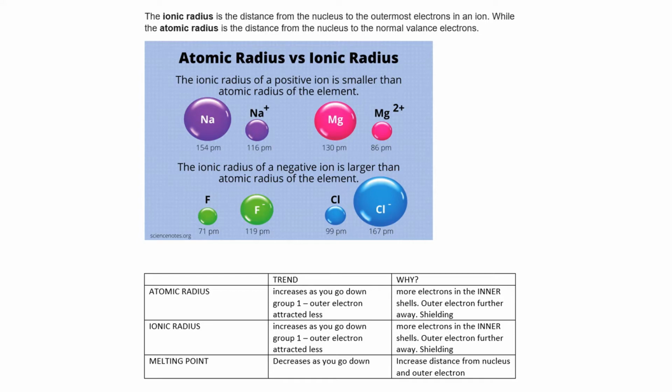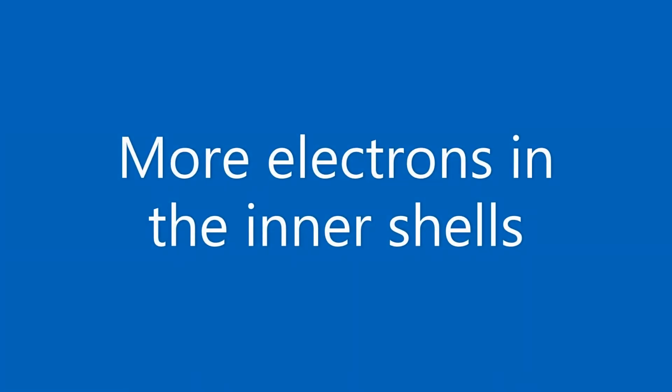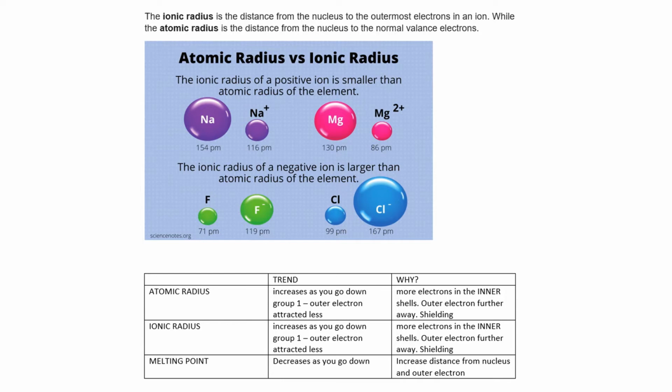Right, so let's look at the trend for group 1. The atomic radius increases as you go down the group because the outer electron is attracted less. Why? Because there are more electrons in the inner shells, and the outer electron is further away because of shielding. The ionic radius also increases as you go down group 1. The outer electron is attracted less because there are more electrons in the inner shells, and the outer electron is further away because of shielding.